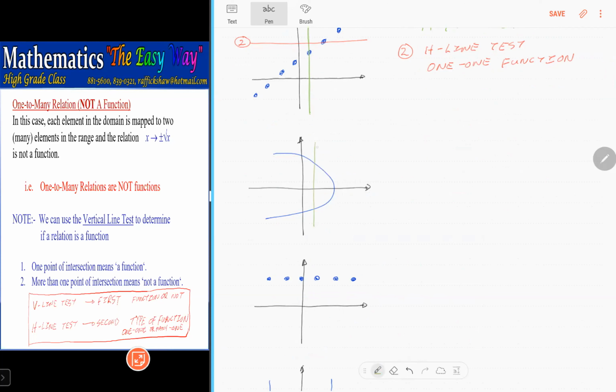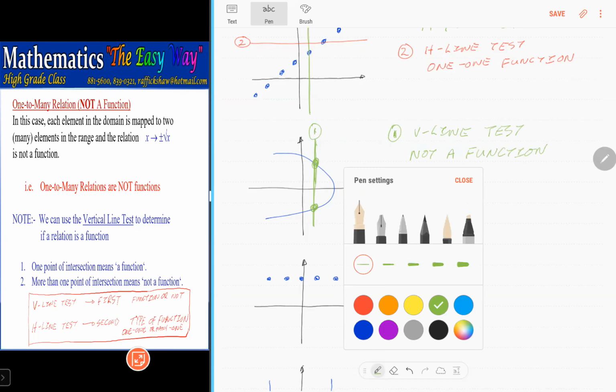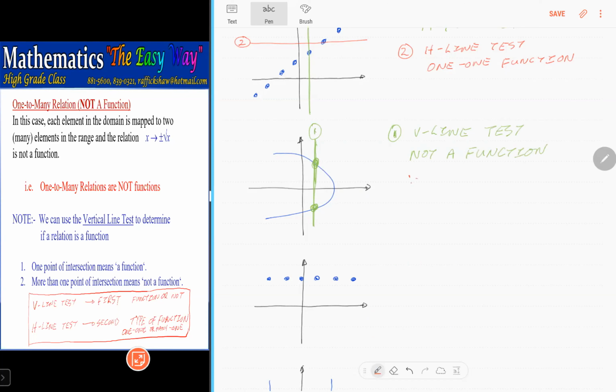See there? This vertical line intersects twice, here and there. Do this first. So our vertical line test says not a function because it intersects twice. Not a function. If it's not a function, remember, no horizontal line test. Therefore, no H-line test required, because it is not a function.